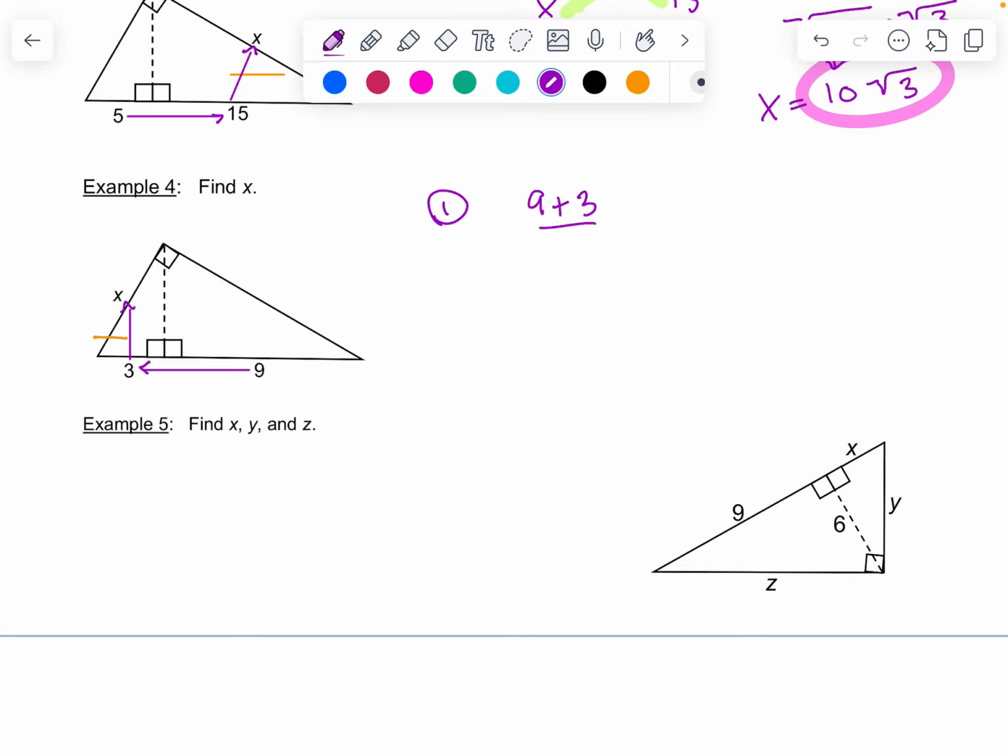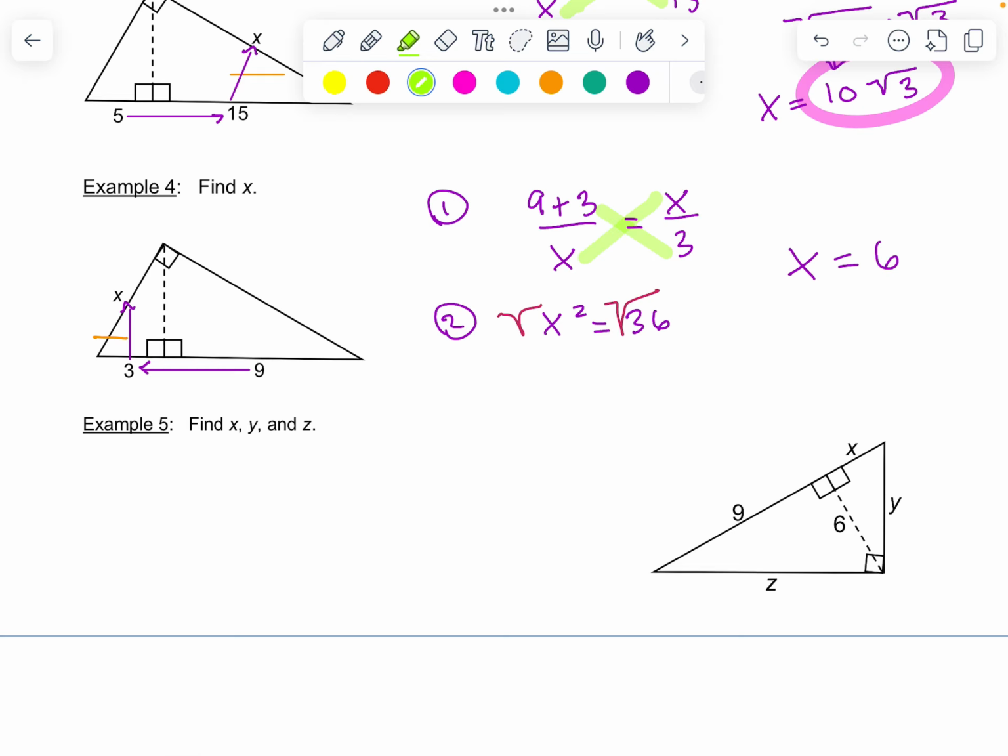So we'll have 9 plus 3 over x is equal to x over 3. And from here, we can just solve as we've been. Cross multiply. So we'll have x squared equal to 9 plus 3 is 12 times 3 is 36. Take the square root of both of those, and the square root of 36 is 6, so that will be our answer.